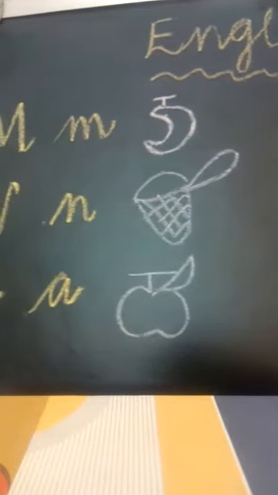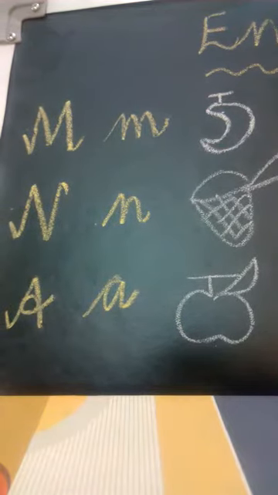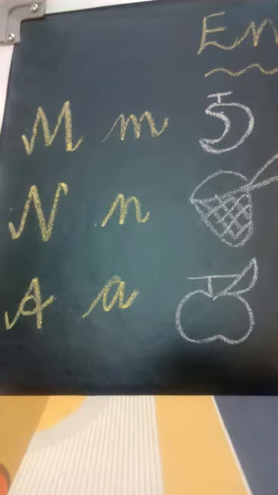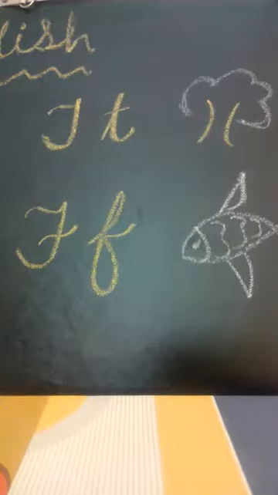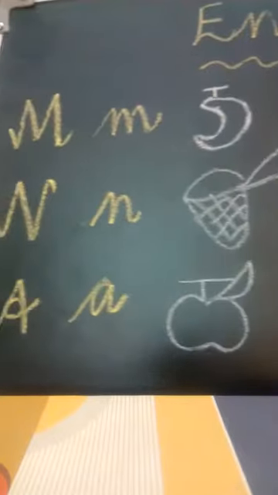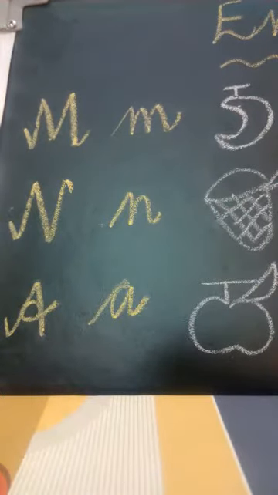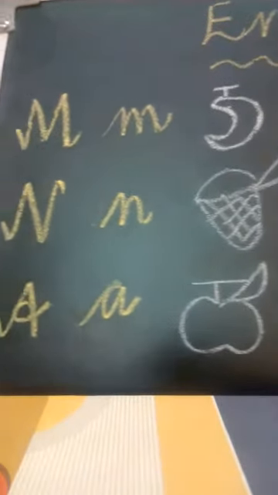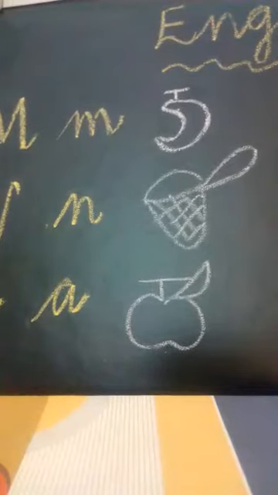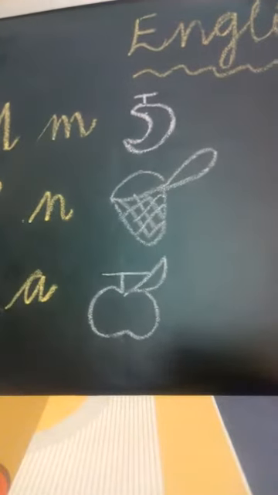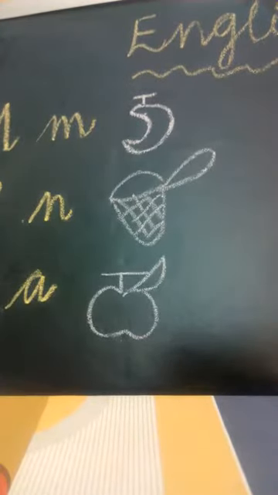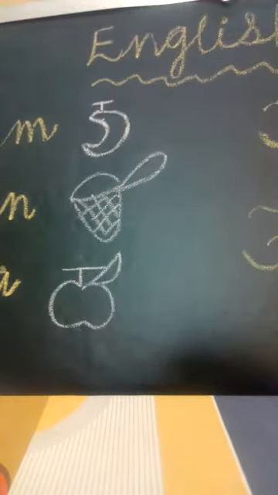So these are the letters you have learned in the previous class. Yes or no? M, N, A, T and F. With the T letter you can make a tree, F for fish, M for mango, N for net, and A for apple. So today you are going to learn another 5 more letters.